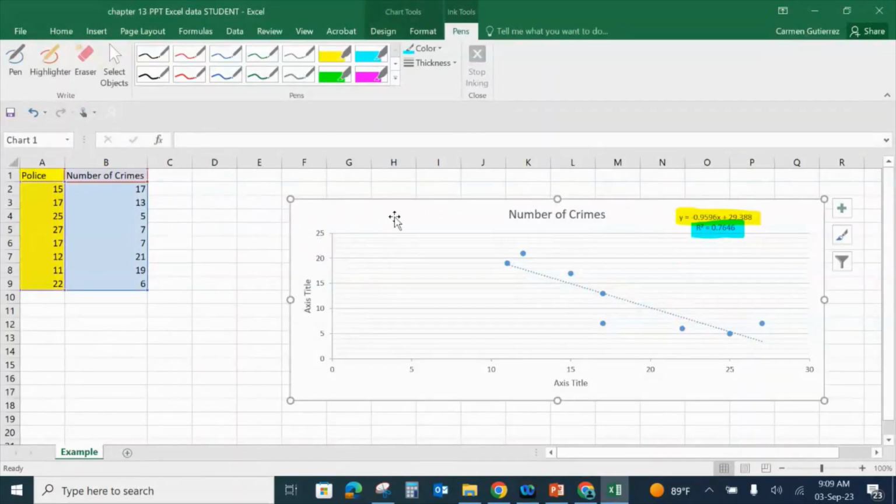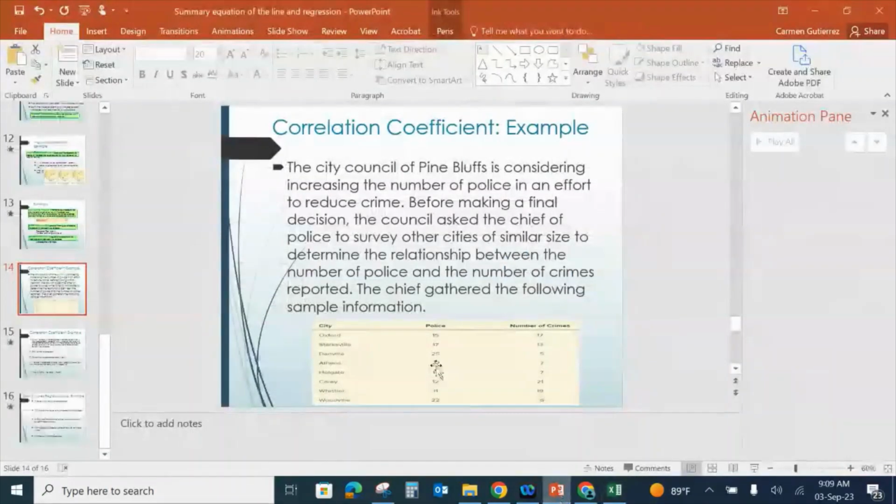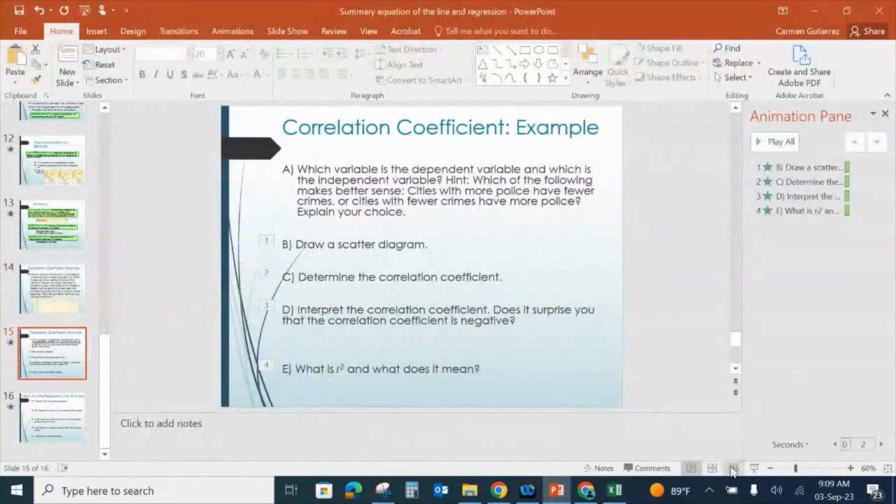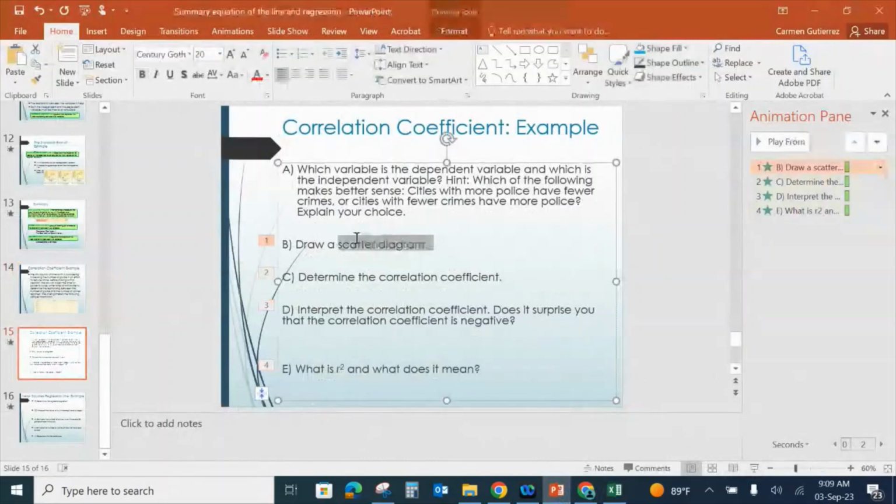If I click here, I'm in the graph. You can do Control C and copy it somewhere if you need to copy it. But anyhow, I'll just leave it there for now. And it tells me to draw the scatter diagram, which we've done. Okay, determine your correlation coefficient.